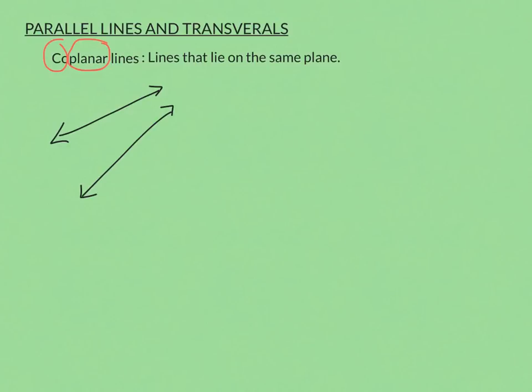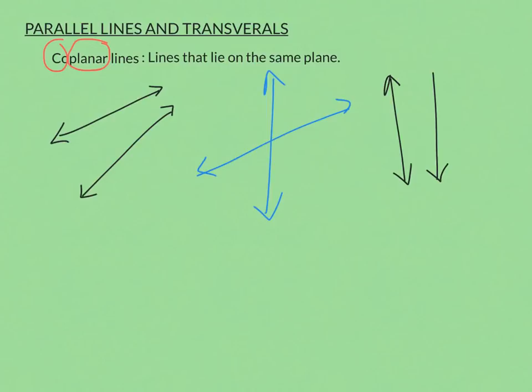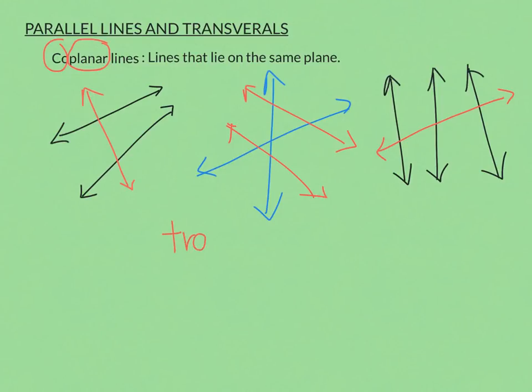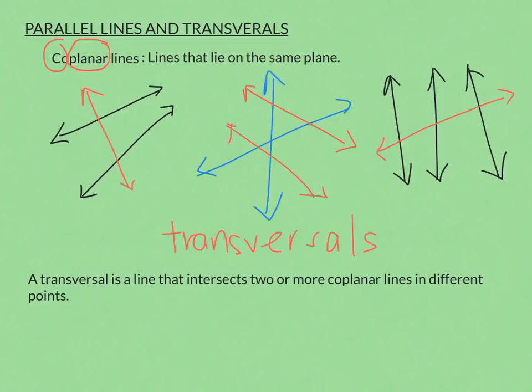All right, this pair of lines are coplanar, and then maybe they may be going this way or this way. And now if we draw a line that cuts across these lines that we have drawn, the lines in red has a special name, and we call them transversals. Now let's write down the definition of a transversal. A transversal is a line that intersects two or more coplanar lines in different points.